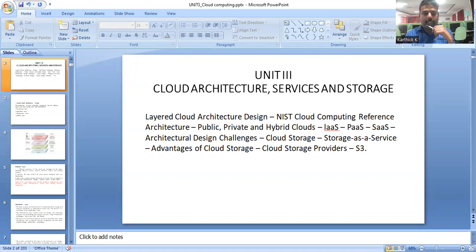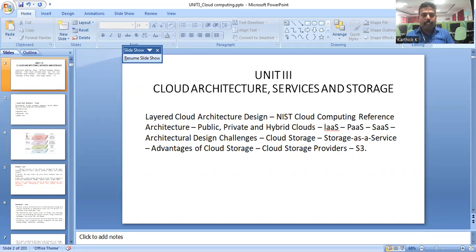We are going to see the subject CS8791 Cloud Computing, Unit 3. Already we have seen 2 units. This is your third unit. The unit name is cloud architecture, services, and storage part. In the first 2 units, we have seen the introduction, and in the second unit, we have seen cloud enabling technologies. In this third unit, we are going to see cloud architecture and the different types of architecture in services and storage part, right?